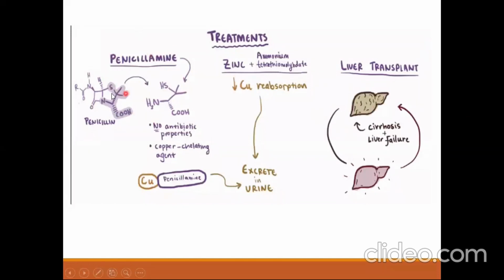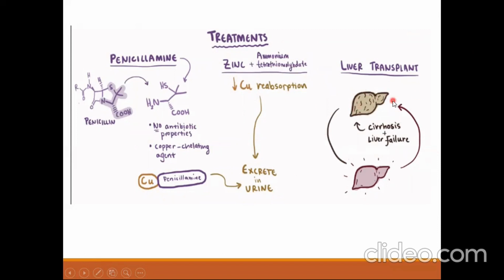Administer penicillamine. Penicillamine is not an antibiotic. It is a copper chelating agent. It chelates the copper and gets excreted in the urine. Also, zinc along with ammonium tetrathiomolybdate decreases the copper reabsorption and hence it is excreted in the urine. And the last resort is if the patient develops cirrhosis and liver failure, you need to do the liver transplant.